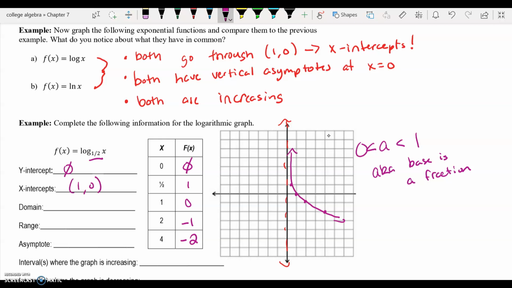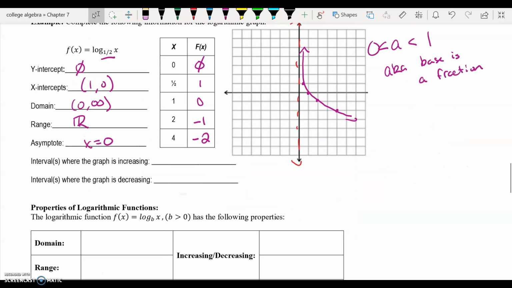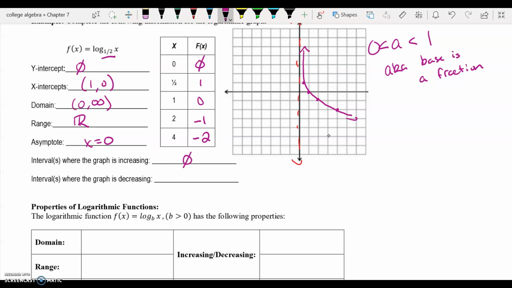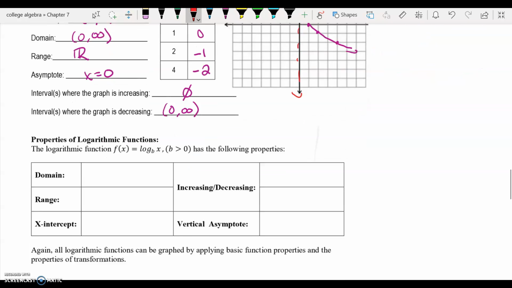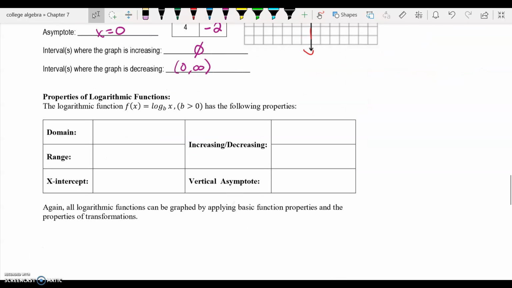So not much really changes as far as the first 4 things, the domain, the range, the x and y-intercepts, and neither does the asymptote. However, it does change on whether it's increasing or decreasing, because there is no increasing, it's just decreasing the whole time. So if your base is a fraction, it's going to decrease the whole time. So the next thing, the common characteristics that we usually have.